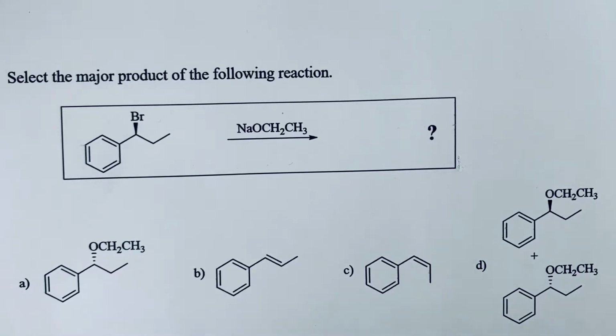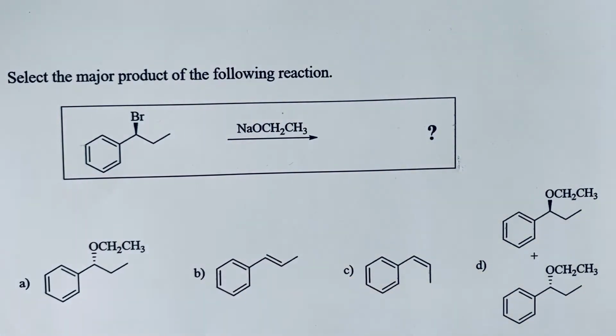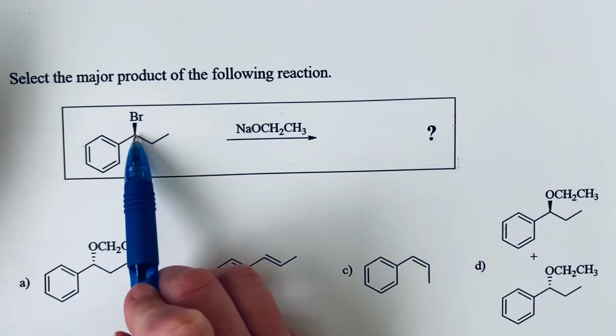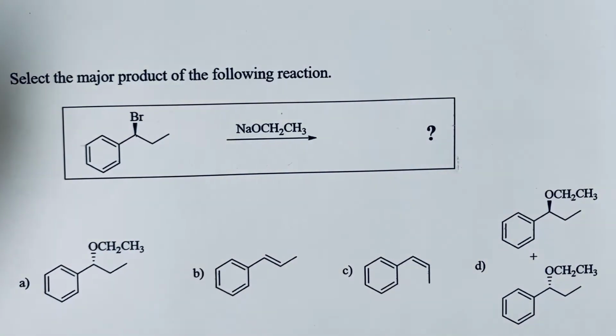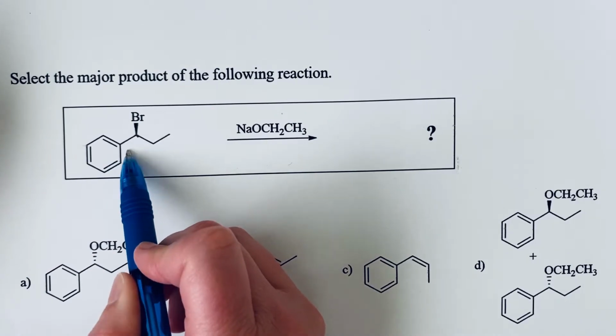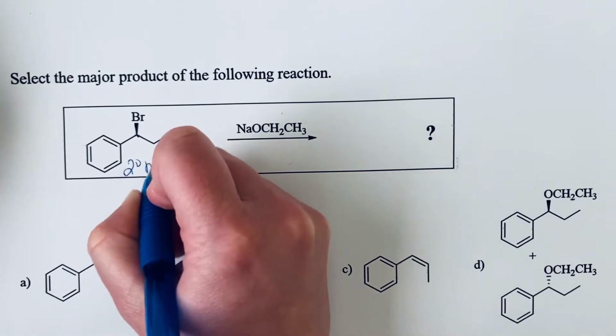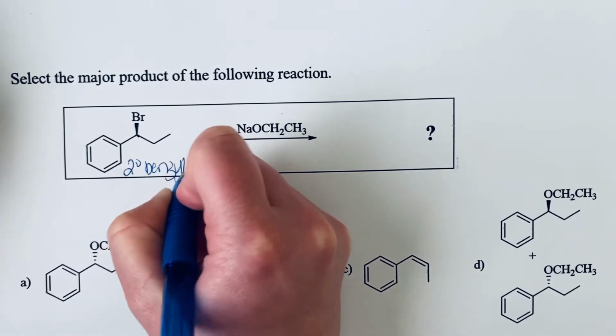Select the major product of the following reaction. So in order to decide the major product, we need to examine our starting material and what we're reacting it with and determine what sort of reaction this is. If you look at our starting material, we have a halogen, which is a good leaving group, on a secondary carbon. And that secondary carbon happens to have a benzene ring as one of its substituents. So this is a secondary benzylic halide.